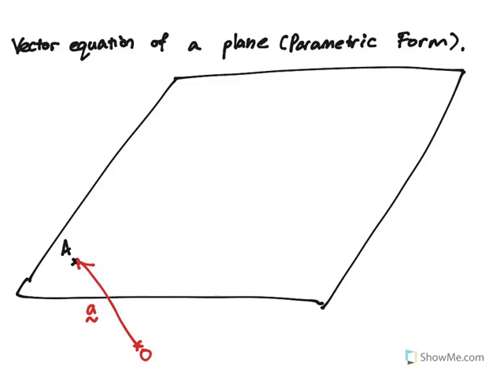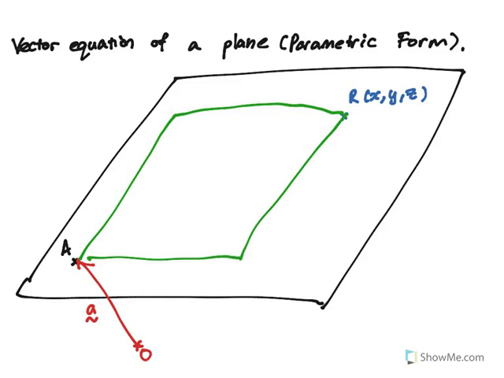Okay, first we need to fix a point, and you want to describe, say, another point here, maybe point R. We call it X, Y, Z. How do we describe this point? You know that we can use the parallelogram law of addition. For example, this point A and this point R lie in a parallelogram, and if I want to describe this point, what I can do is use two vectors.